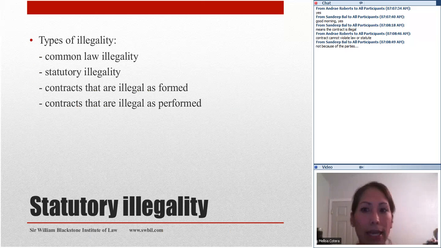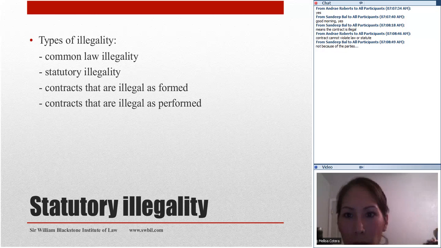Let's start with statutory illegality. What do you think is a statutory illegality? Why may a contract be illegal? When we talk about statutory illegality, you have said it before. Andrea, you said a contract cannot violate a statute. So what we can say here is that a contract may be illegal because its formation, its purpose, or its performance contravenes some statute or the common law.